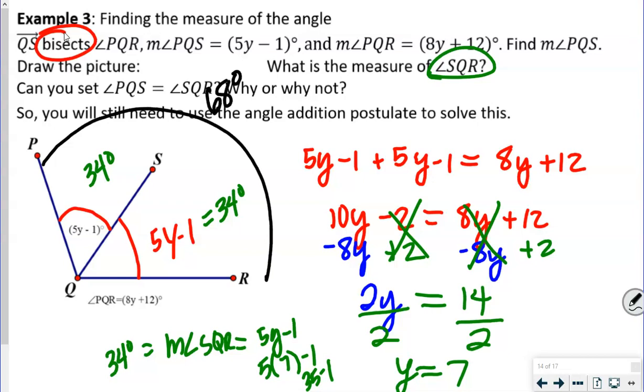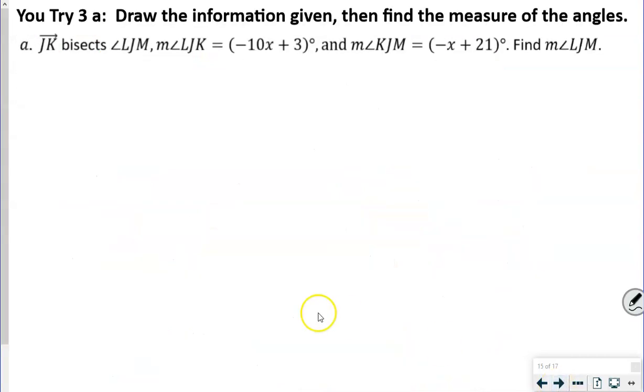Okay? Any questions? And you can check that, can't you? Because what is 8 times 7? 56, right? 56 plus 12 is actually 68. So yes, again, you can check these. So to make sure you do.